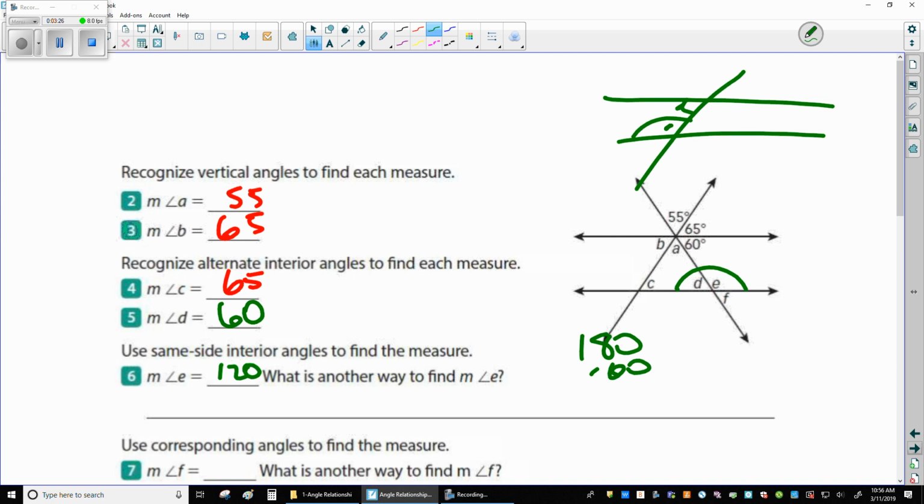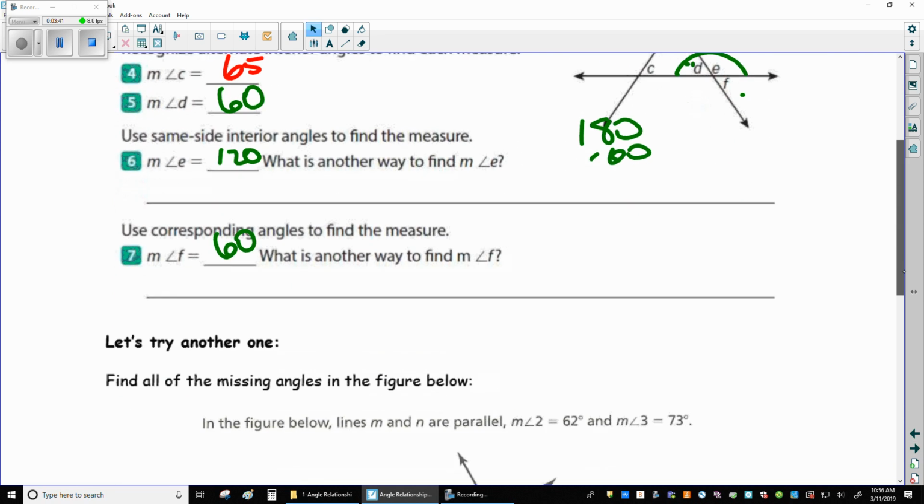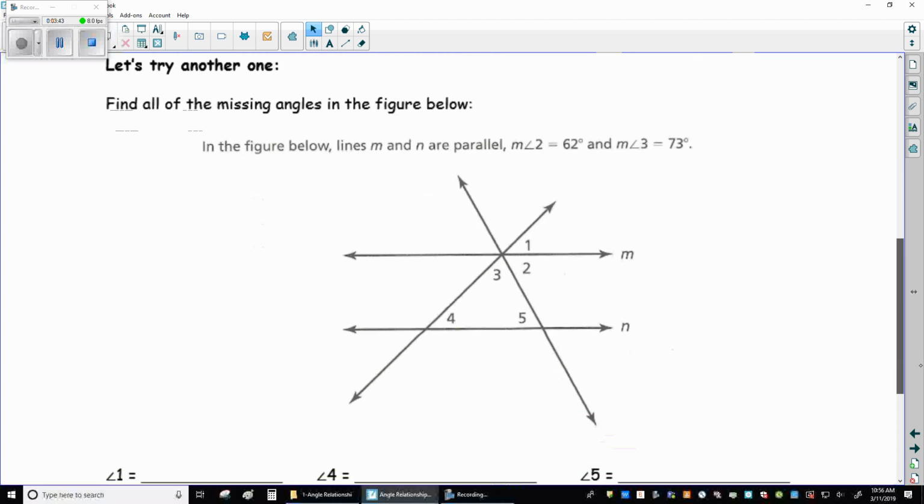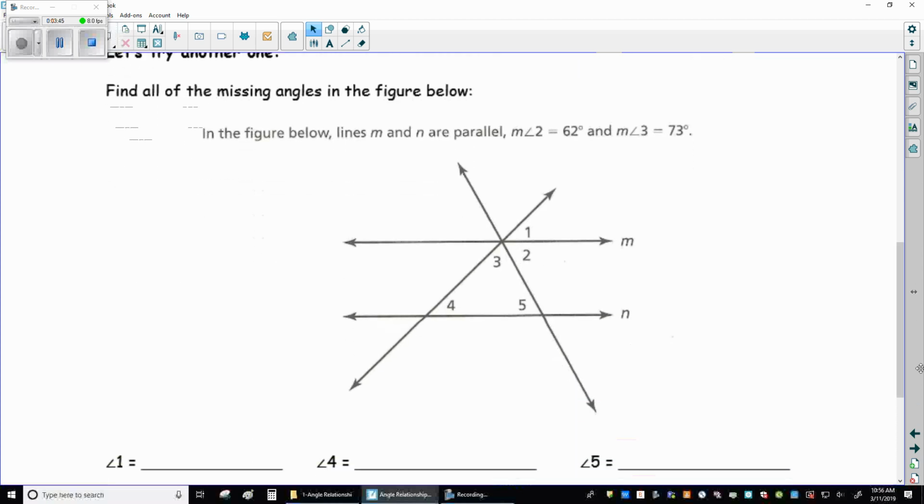And then F, they say corresponding. I would have used vertical to D instead. And either way, that's going to be 60. And again, that's really what today is all about. Trying to see different angle relationships in weird shapes like that. Like this one right here. Here's another one. So again, why don't you guys try to pause it, try these on your own, and then in a second here I'll go over how to do it.